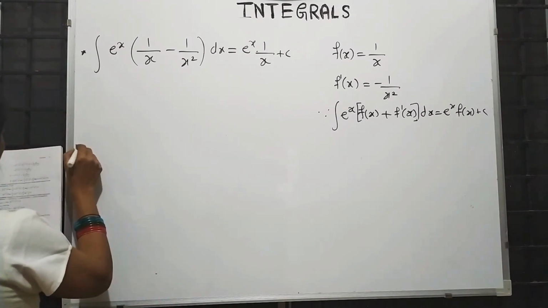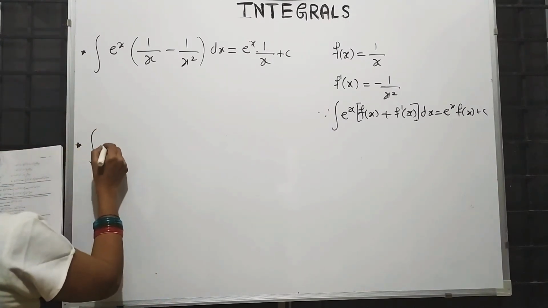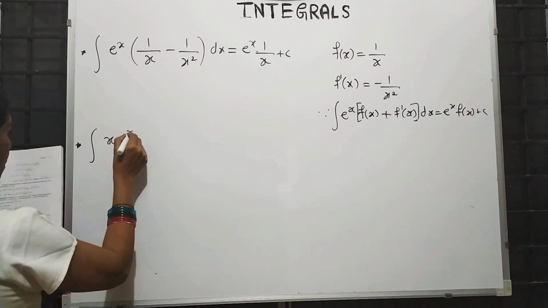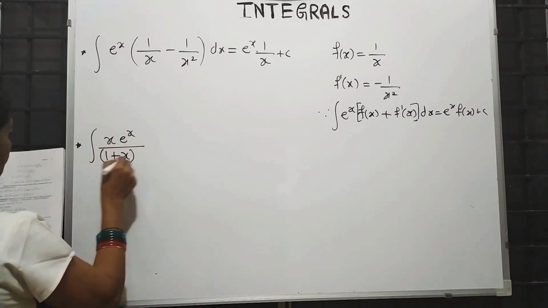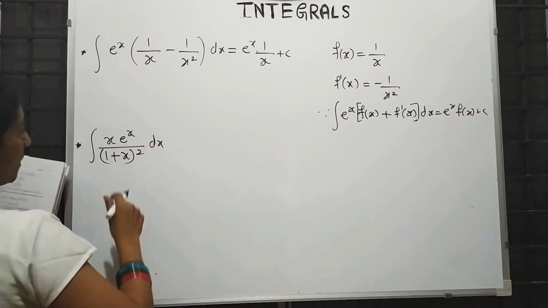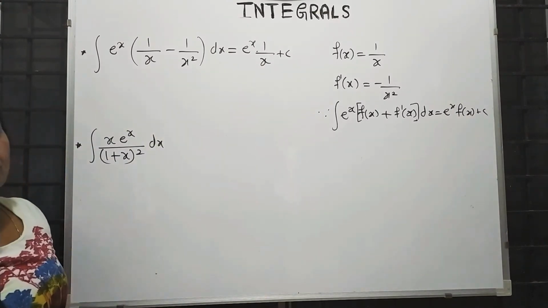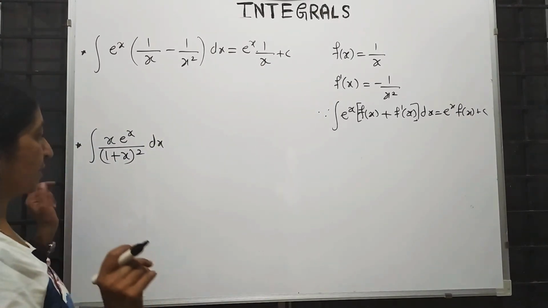This is enough. Next, integration of x into e raised to x upon 1 plus x whole square. See here, the formula example is very interesting.